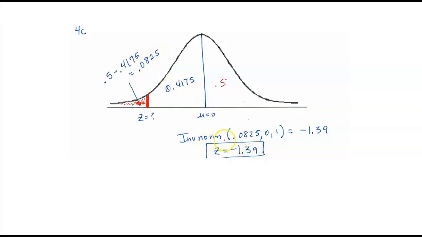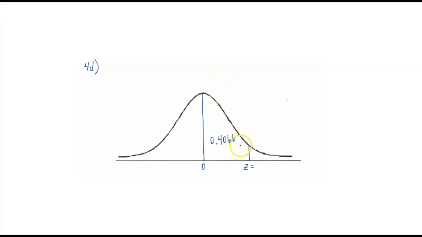So I'll do the inverse norm of 0.0825 with the mean and standard deviation, and I get this as my z-score. And it makes sense that this will be a negative z-score because it is to the left of my mean, and that's what I would expect to have.